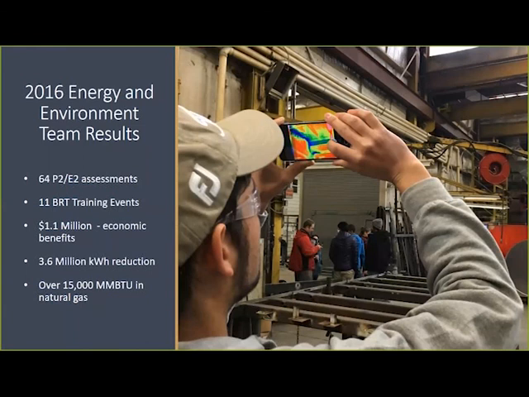In 2016, PennTAP's Energy and Environment team performed 64 P2E2 assessments, 2 E3 events, 11 building retuning, or BRT, coaching and training events, and educated hundreds of individuals on various energy and environmental topics. This work resulted in economic benefits totaling more than $1.1 million, the elimination of over 3.6 million kilowatt hours of electric use, a 15,000 million British thermal unit reduction in natural gas usage, and a reduction of greenhouse gas emissions equivalent to eliminating 534 passenger vehicles.